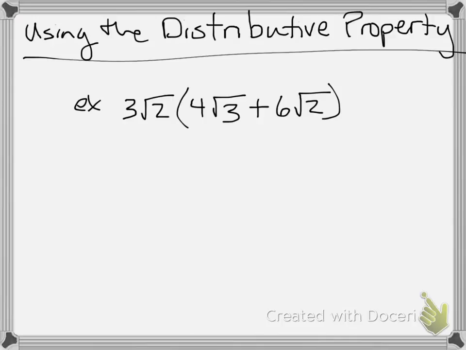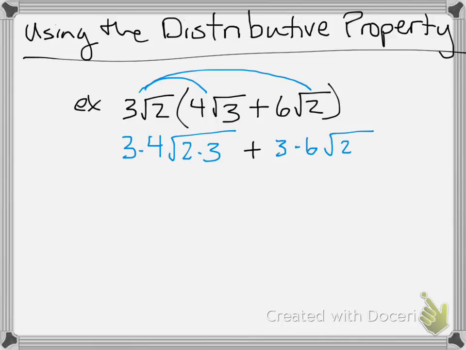First, we have to distribute. We take the 3 square root of 2 and we distribute it to both terms inside. For your first term, you get 3 times 4 on the outside and 2 times 3 on the inside. Plus, when you distribute it to your second term, 3 times 6 on the outside, and the square root of 2 times 2 on the inside. Let's multiply that out. We got 3 times 4, which is 12, and 2 times 3, which is 6. So we have 12 square root of 6. Plus, 3 times 6 is 18. 2 times 2 is the square root of 4.